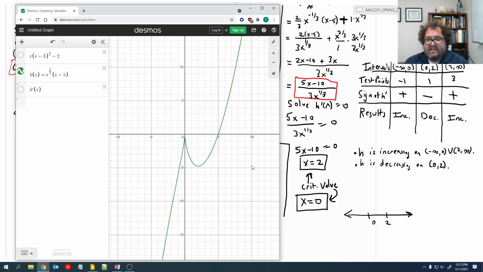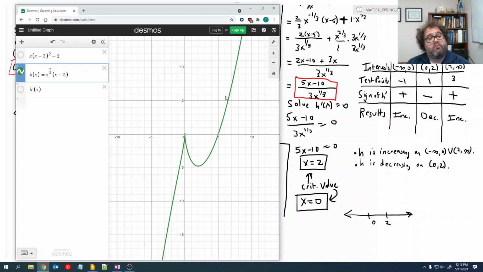We said that h was increasing from negative infinity to 0. So yeah, that's true. The function is rising from left to right, starting from way over negative infinity until you get to 0. Notice there is a cusp there, which we figured out that 0 is a critical value because the derivative was undefined, but the original function was defined. Okay, so increasing until you get to 0. And then we said it was increasing from 2 thereafter. So again, starting at 2 and then forever to the right, we are increasing again.